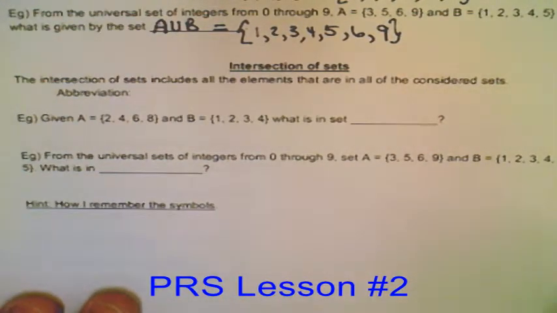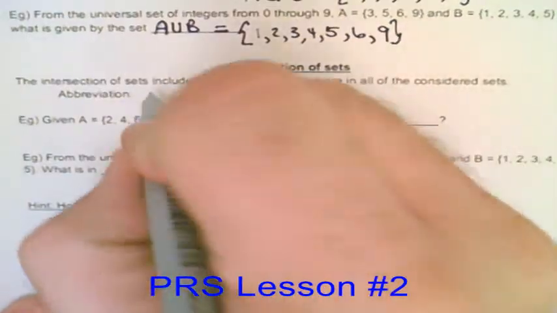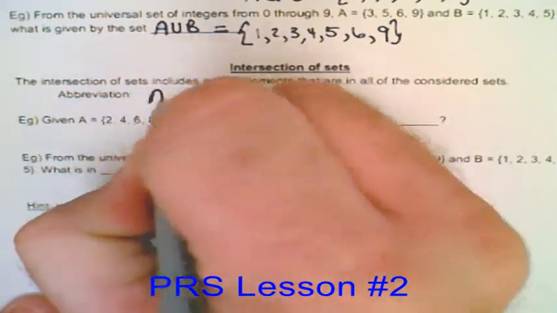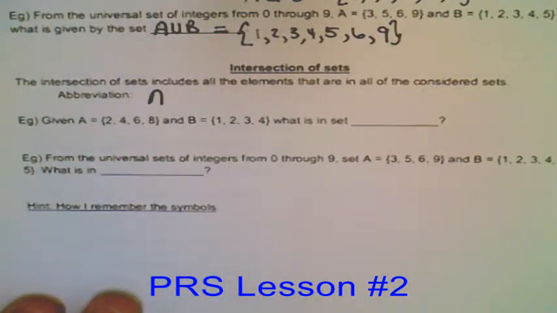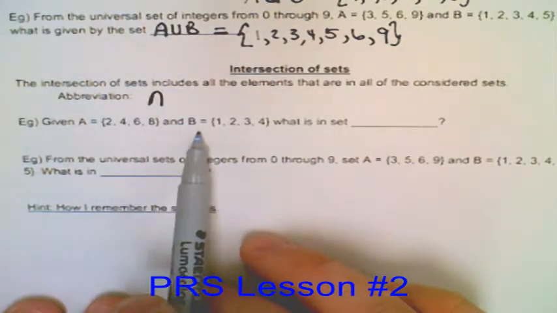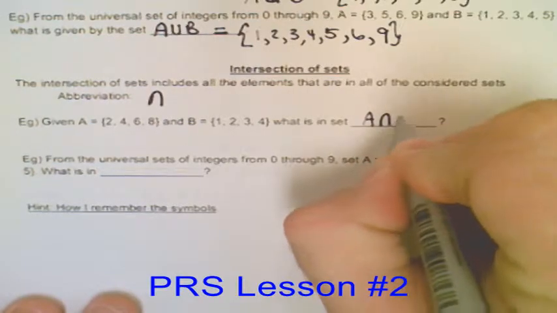Okay, intersection. Intersection is the opposite. So as we were talking and or above, since union was or, this is probably going to be and. That's an assumption, and you're right. The intersection of sets includes all the elements that are in all of the considered sets. The intersection abbreviation is like this. It's just basically like the union symbol upside down.